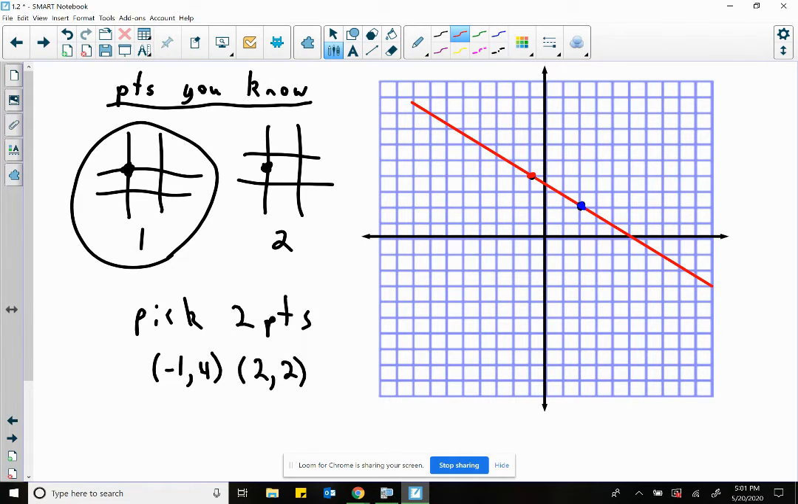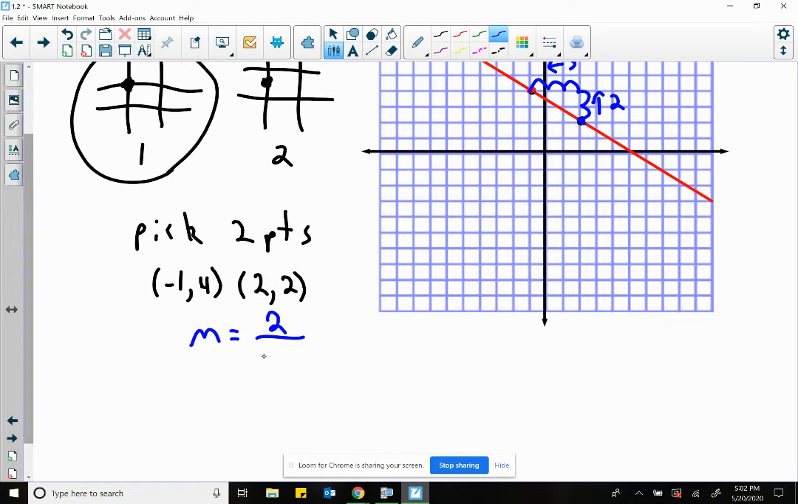Rise over run. So, how do I get to grandmother's house? Well, from this point, I can go 1, 2. So I went up 2. Now you know what the top number of your fraction is. It's a positive 2 because you went up. Now we'll move 1, 2, 3 to the left. And because we moved to the left 3, that's a negative number.